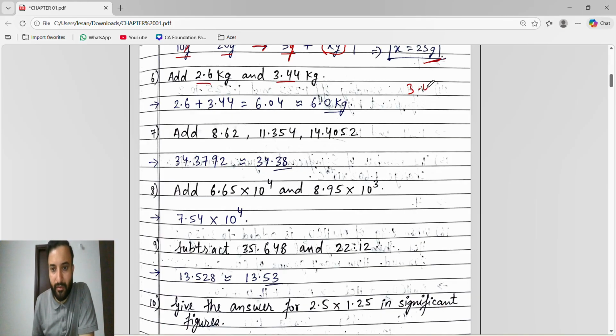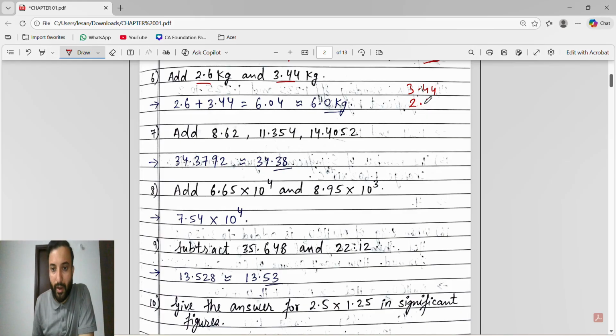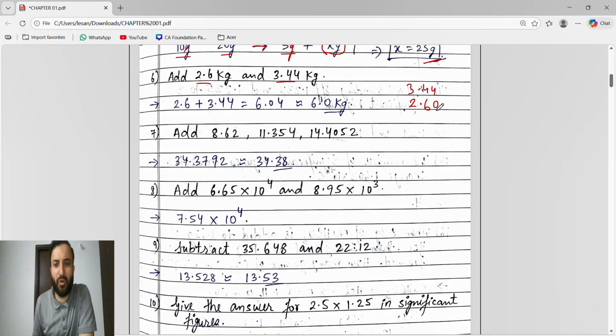Add 2.6 kg and 3.44. Guys, when you add this, don't write 2.6 like that, because if you write it like that it will become 2.06. We write it as 2.60. So add: 4 plus 0, 4 plus 6, 10, 0 carry 1, 3 plus 1, 4 plus 2, 6. So 6.04. You got the answer 6.04.